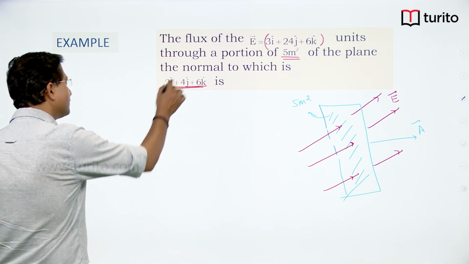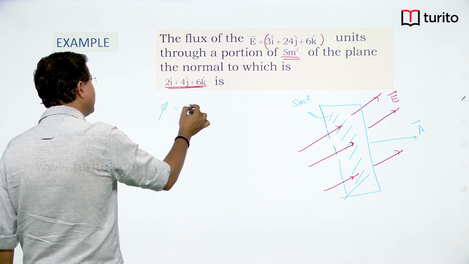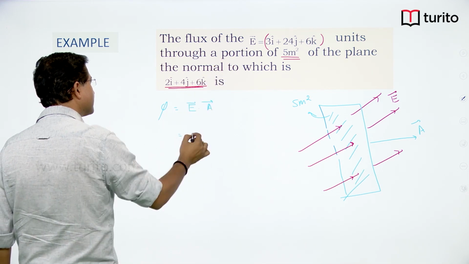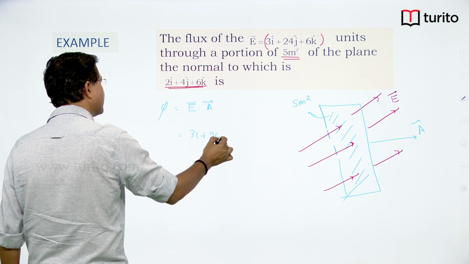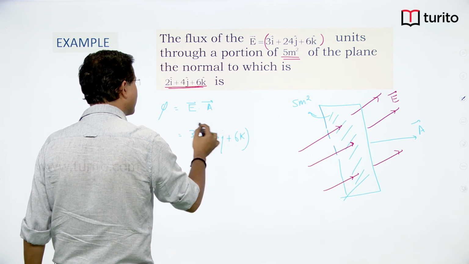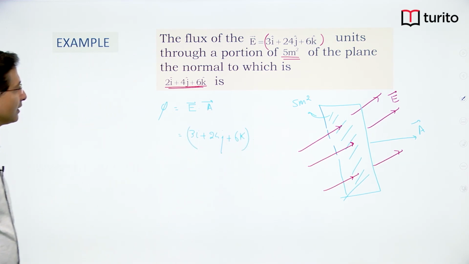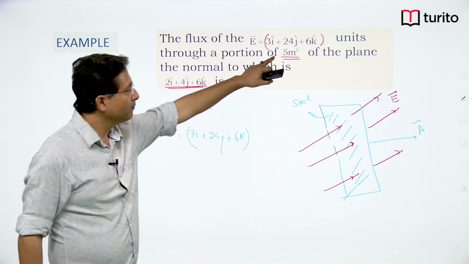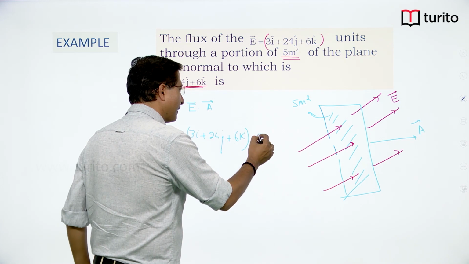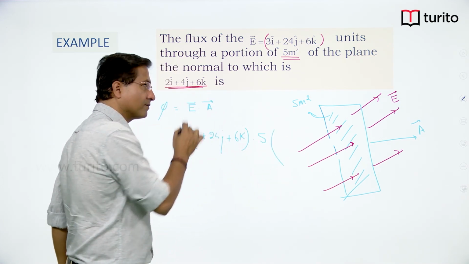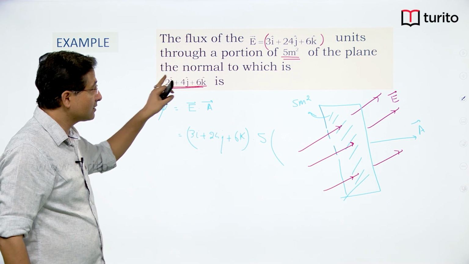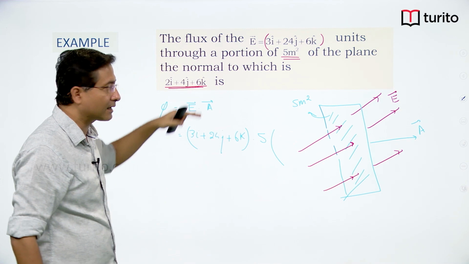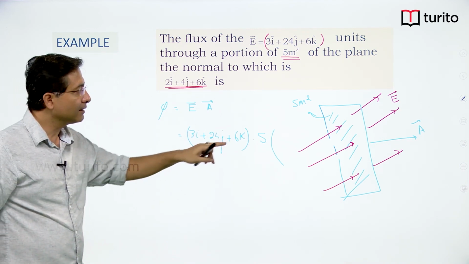So, flux is equal to, as the field is uniform, I can directly apply phi is equal to E dot A. E is how much? E is 3I plus 24J plus 6K, dot the area in vector form, which I need to write. Magnitude I know, magnitude is 5, and this is just giving you direction. This is just telling you the area vector is parallel to this vector, but we require the direction.